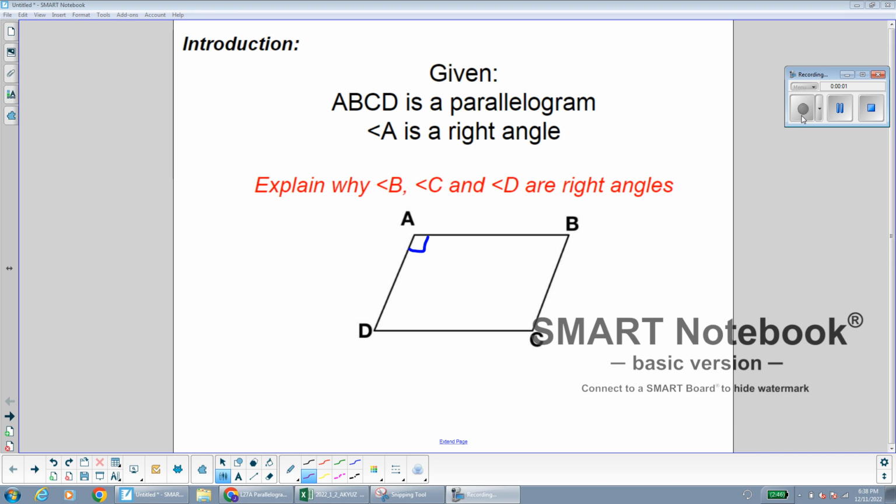Here we are given that ABCD is a parallelogram and that angle A is a right angle. And our goal is to explain why angle B, angle C, and angle D have to also be right angles. Well, we know in a parallelogram that opposite angles are congruent to each other.